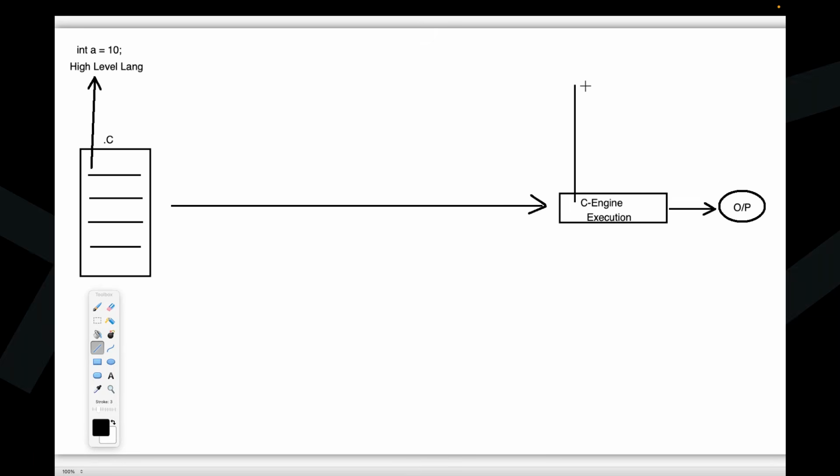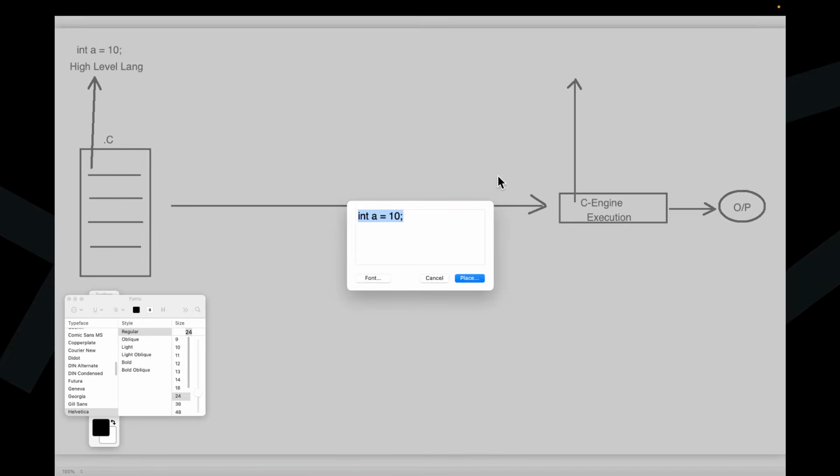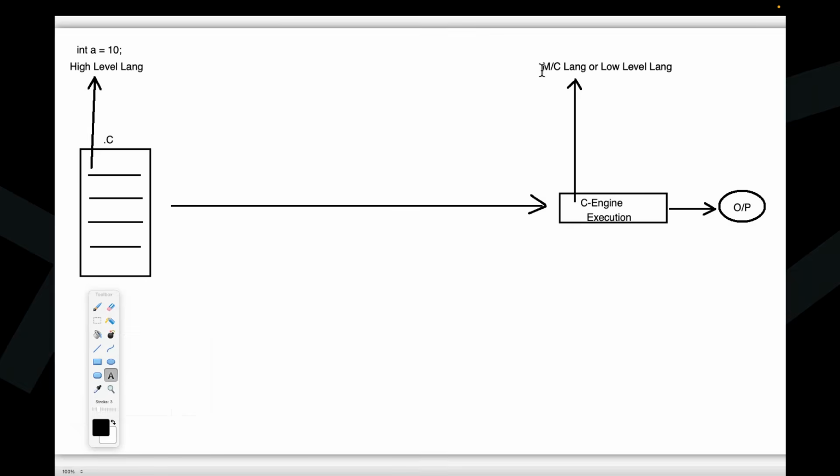Now tell me guys, what languages are understandable to the C engine? Is it possible for the C engine to understand high level language directly? C engine is not a human being. So it's a machine, and it is able to understand machine language. Machine language is also called low level language. Machine languages are low level languages. Understand it clearly.